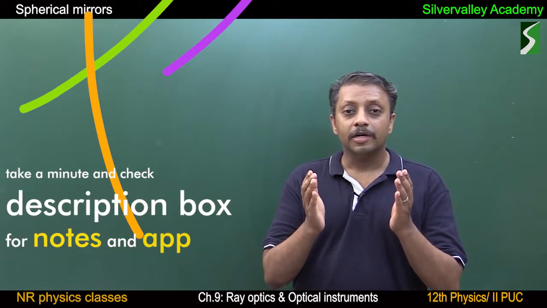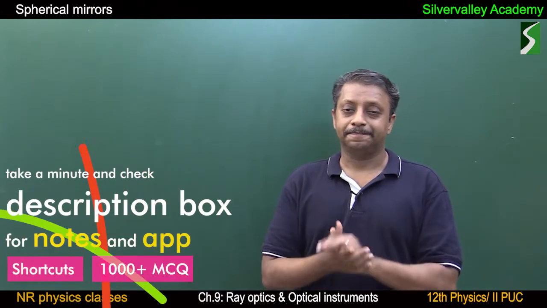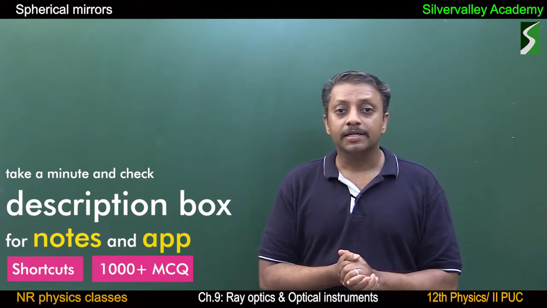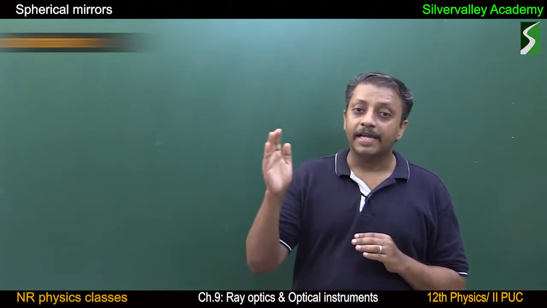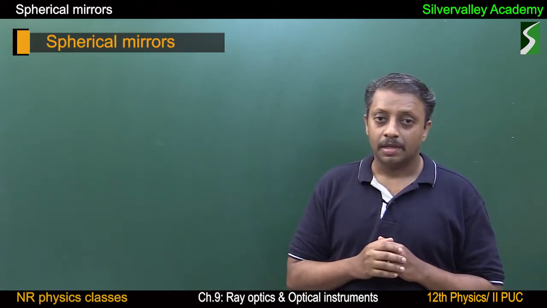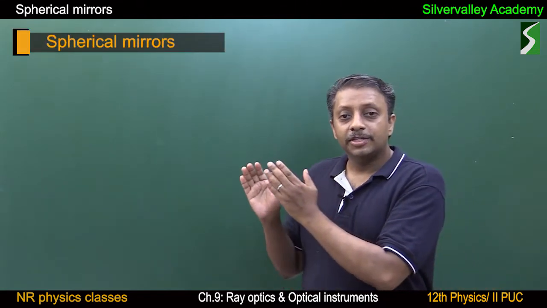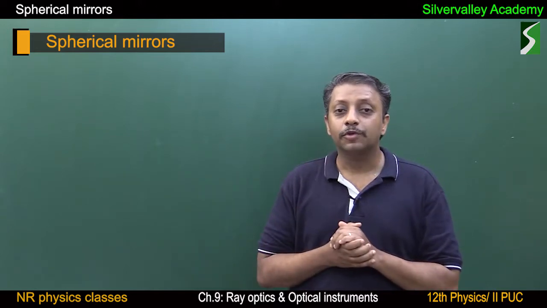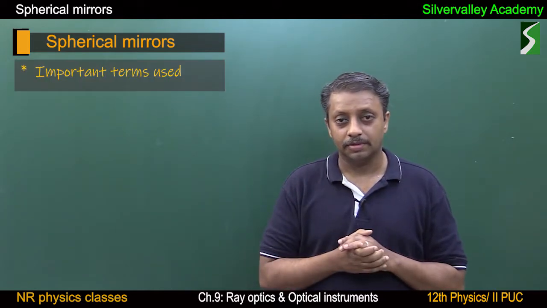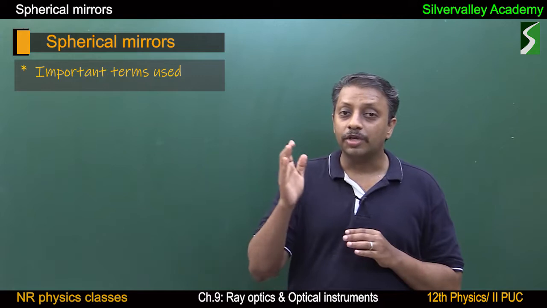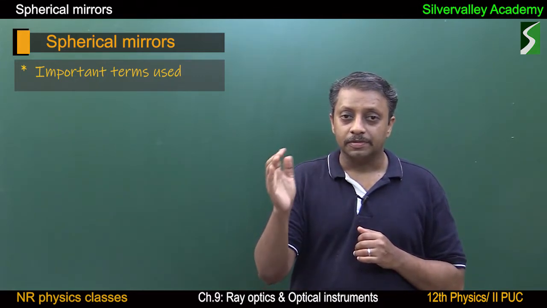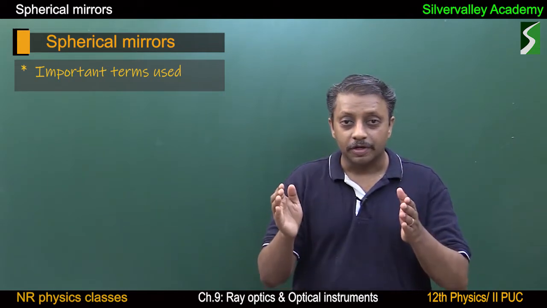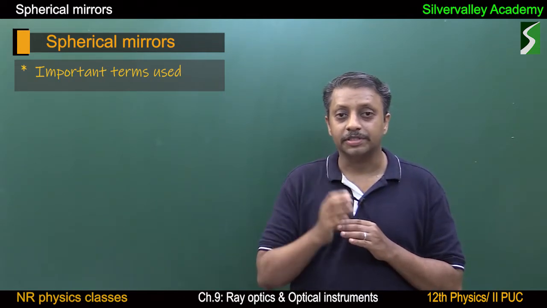Ninth chapter, Ray Optics and Optical Instruments. Let us start with laws of reflection. Then different types of spherical mirrors. To study any topic properly, we have to know important terms used. So here also, let us go through important terms like aperture, pole, radius of curvature, center of curvature, and so on.